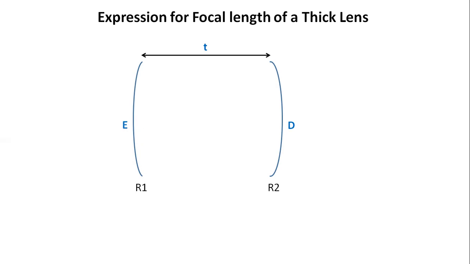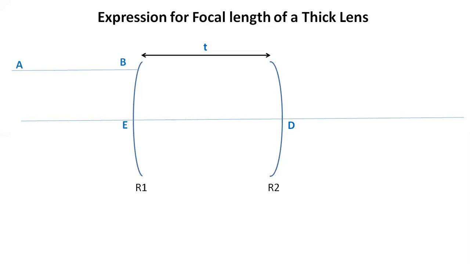Let us consider a spherical surface of radius of curvature R1, whose pole is the pole of the first spherical surface, and a second spherical surface of radius of curvature R2. This is the pole of the second spherical surface. Small letter t is the thickness of the lens, and the principal axis passes through the poles of the spherical surfaces. Now AB is the incident light.